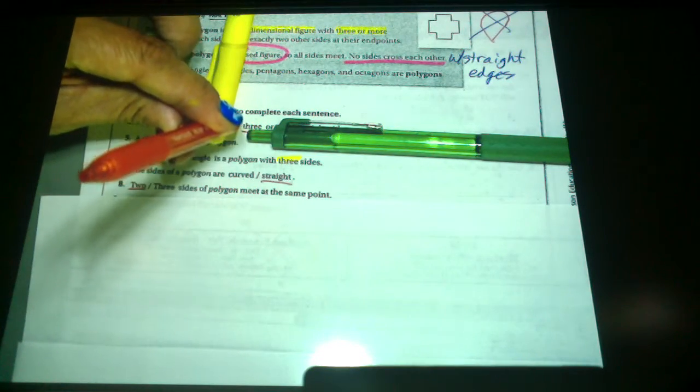Number 8, is it 2 or 3 sides of a polygon meet at the same point? It is 2, because that means that it looks like this. The minute I have a 3rd side that meets at a point, I now have what kind of a figure? A 3-dimensional figure. So that's why it's 2. And so that one you might have missed. We haven't discussed that.